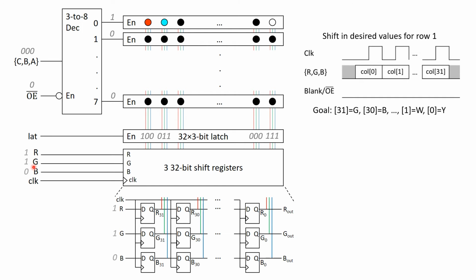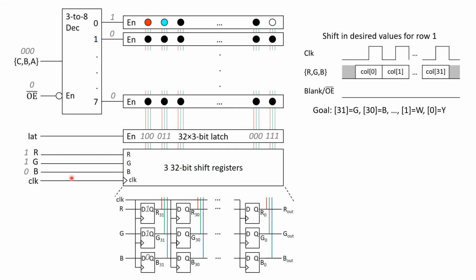And so to do this, since we're shifting into the shift register, the first thing that we're shifting in is the information that we eventually want on the 0th pixel. And so the 0th pixel we want to be yellow, so we set R, G, and B to 110 because having red and green be 1 will result in a yellow color for the LED. So we set RGB to 110 and then we pulse the clock. And by doing this, we shift the values into the shift register.